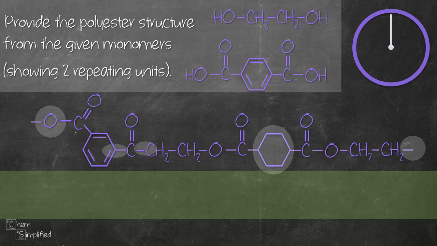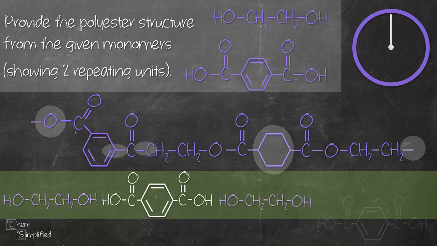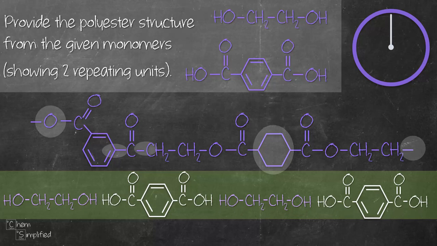Since we need to show 2 repeating units, we're gonna start by alternating the 2 monomers. It doesn't matter which monomer we start with. So I'm just gonna start with the alcohol one and then alternate with the carboxylic acid. To differentiate between the monomers, I colored the alcohol monomer. Now that we have our 2 monomers in order, we need to remove H2O from the 2 groups, hydroxyl group and the carboxyl group.